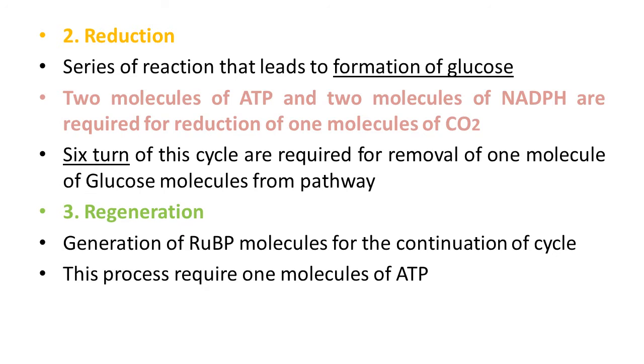Third stage, that is regeneration. Regeneration of the CO2 acceptor molecule, that is RuBP here, is crucial if the cycle is to continue without any disturbance. Regeneration steps require 1 ATP for phosphorylation to form RuBP. So this way the C3 cycle, Calvin cycle, the entire cycle is divided into 3 stages: carboxylation, reduction and regeneration phase.